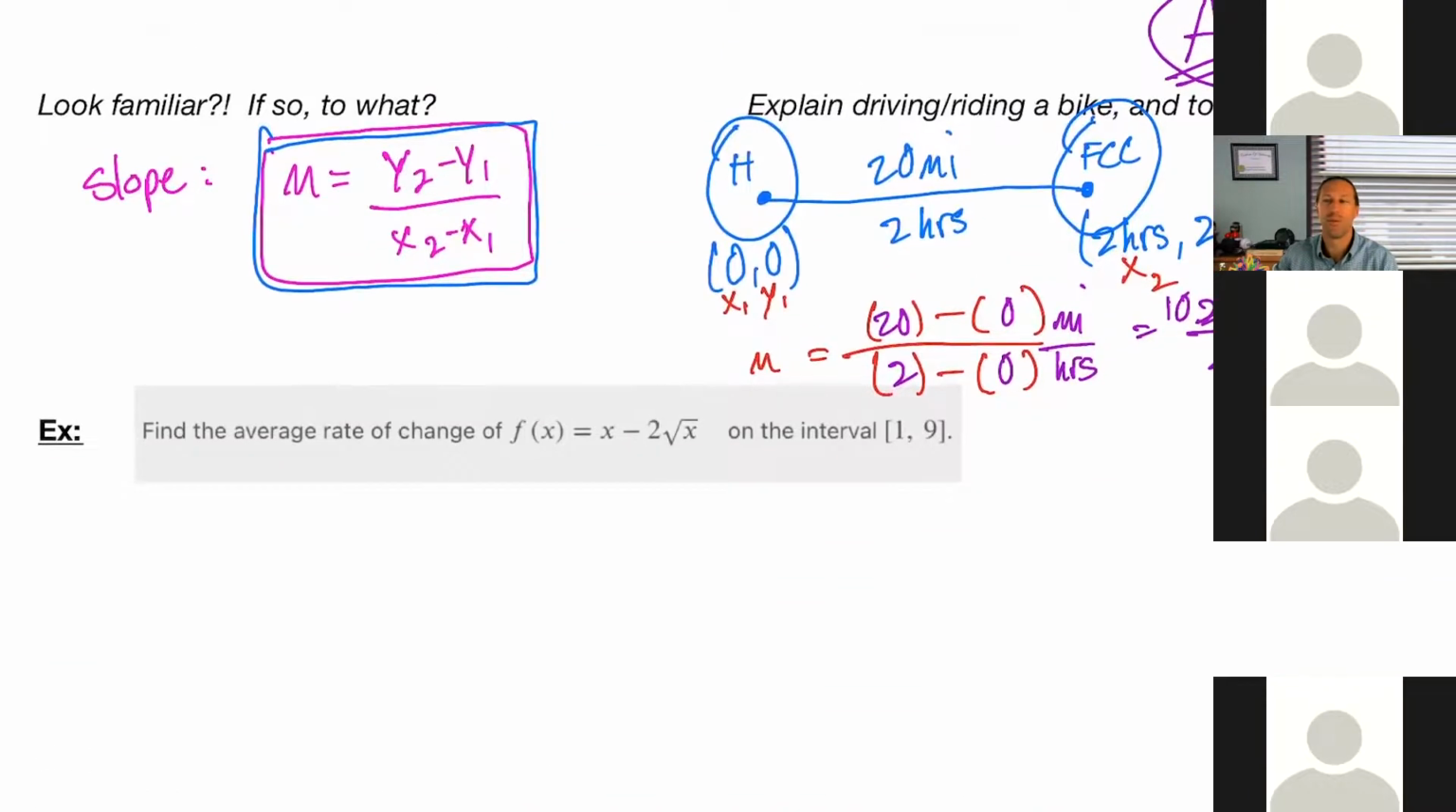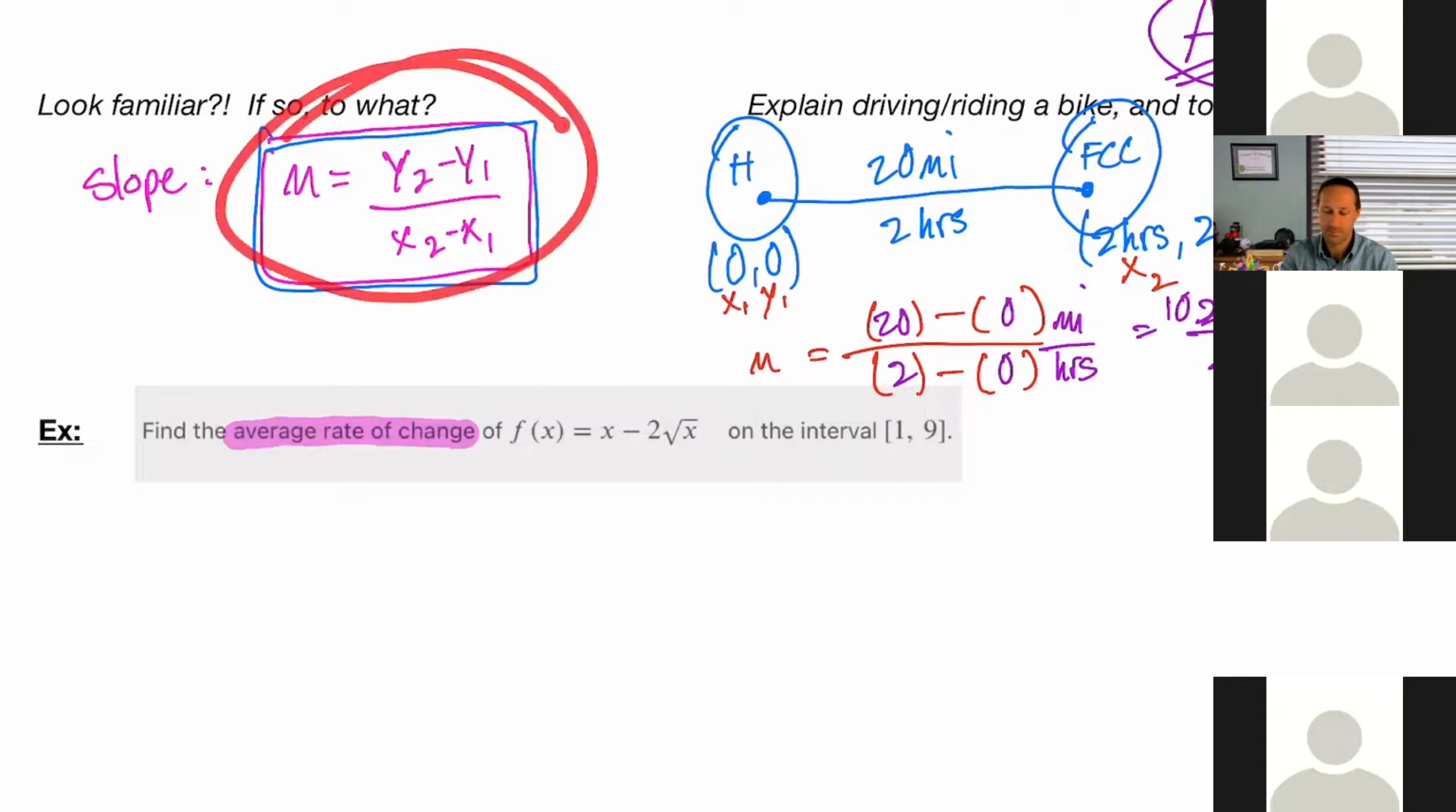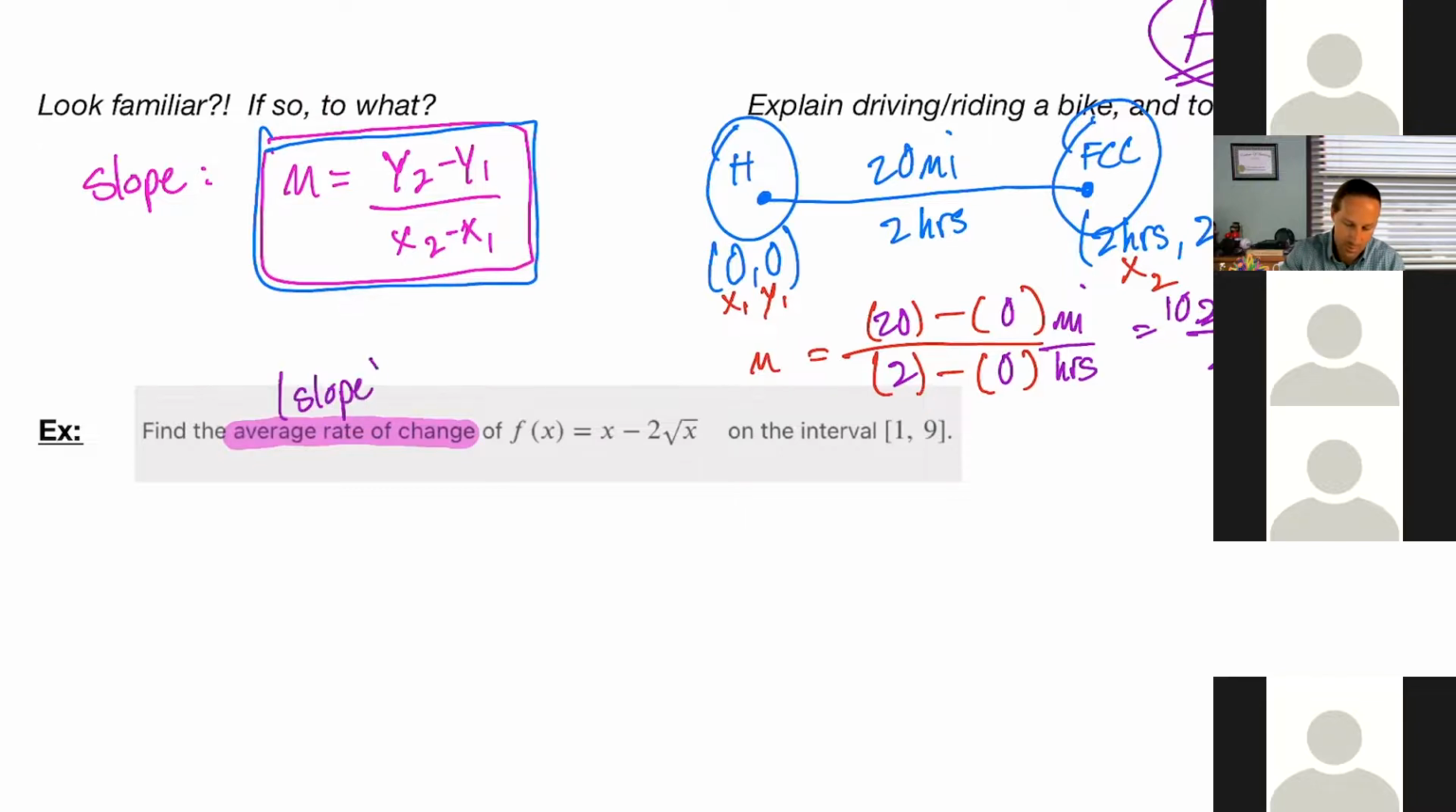So let's make it look a little bit more mathy. Let's see if they asked you to find the average rate of change and they gave you some nasty old function and they gave you some interval, 2 times, if you will, that they wanted you to find that average rate of change. When you see average rate of change, what do I want you to see or think of? It's just a slope. That's what I want you to think of. It's the slope formula.